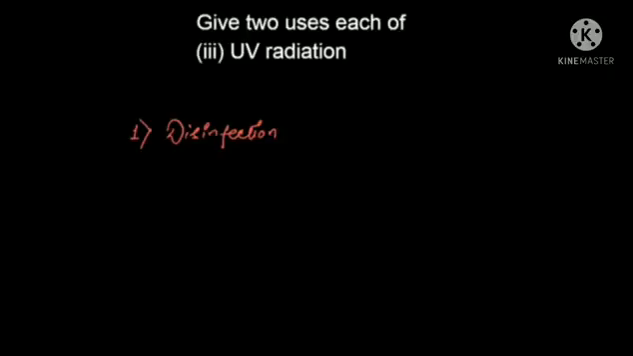The second use of ultraviolet radiation is that it is used in microscopes for studying atomic structure. So we can write the second use as that ultraviolet radiations are used in microscopes. Basically, UV radiation can be used in microscopes to magnify an atom and then to view and study it properly. So these are the two uses of UV radiation. I hope these are clear to all of you.